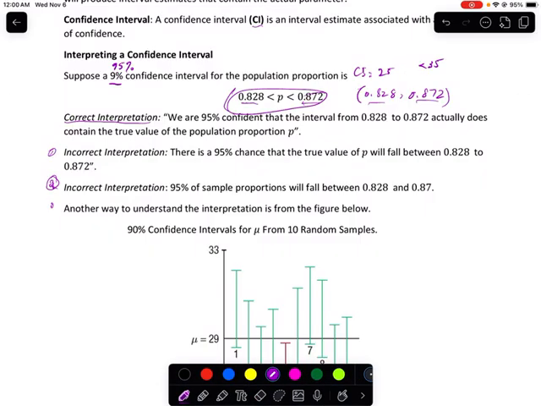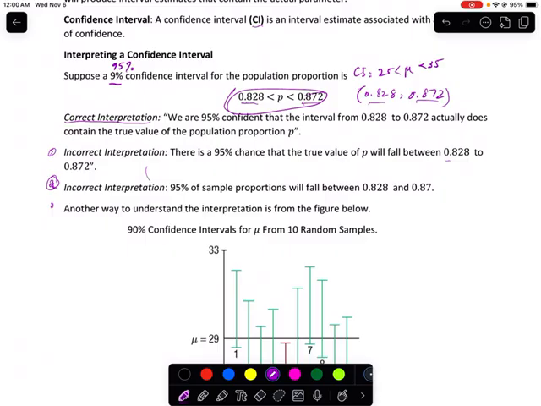This is not P, just as I want to tell you. Okay, so what is the correct interpretation? We say we are 95% confident that the interval from 25 to 35 does contain the true value of the population mean mu. The incorrect interpretation, the first one: there is a 95% chance that the true value of P will fall between this number and this number. Well, this is actually not correct.